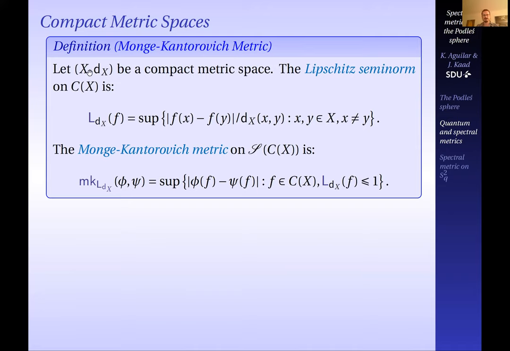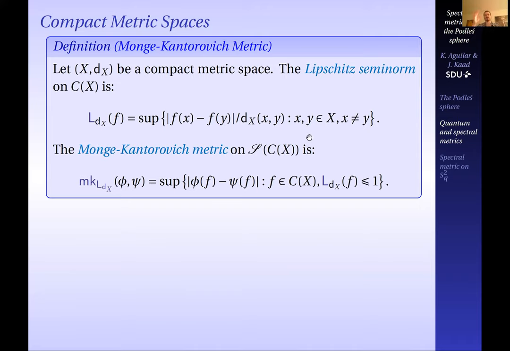However, what happens if you're given a compact metric space? You can still, of course, recover the topology in this way, but how do you also recover the metric structure? If we can do this successfully, it will give us a framework to define a quantum metric space, some sort of metric for a non-commutative C*-algebra. The key to this is actually the Lipschitz seminorm. And with that, you can form a metric on the states.